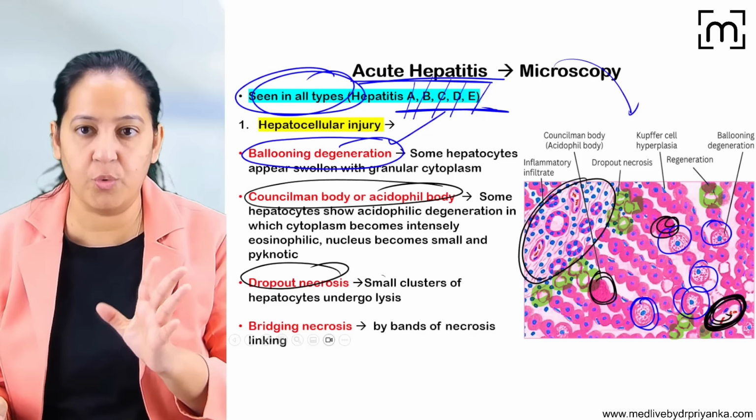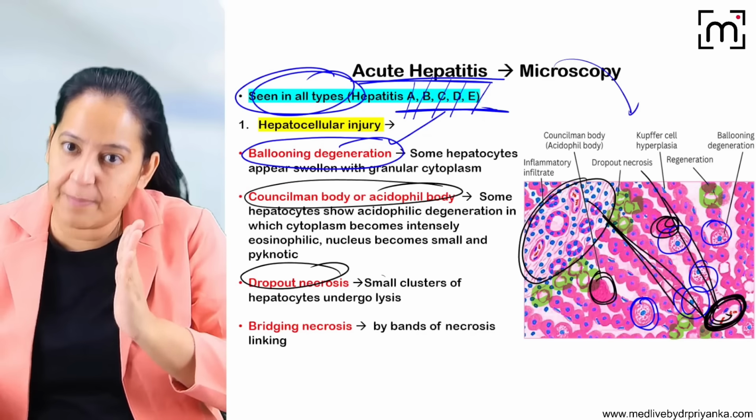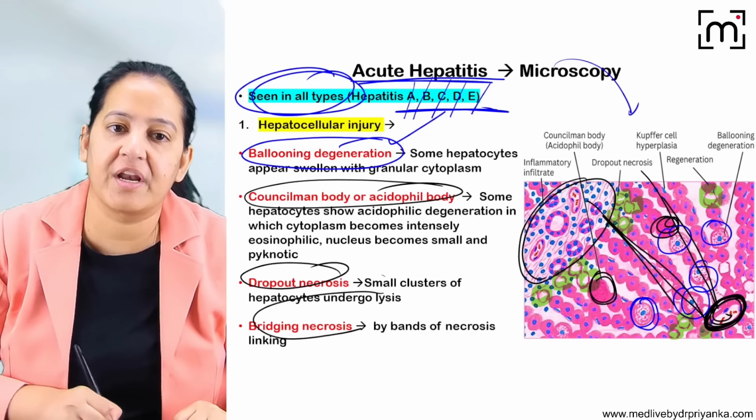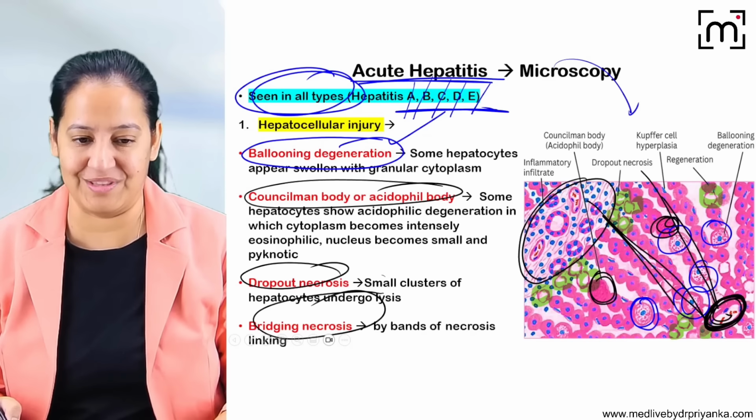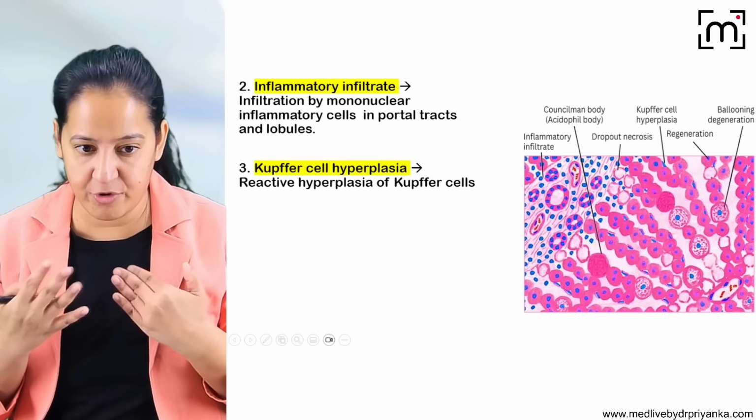And the 4th thing is not shown here. The complete row of hepatocytes, the complete train of hepatocytes, shows necrosis. That is bridging necrosis. So bridges. So you have to show 4 things here. You have to show the 4 types of injury. I will show you all 4 in a diagram. I will draw the diagram.